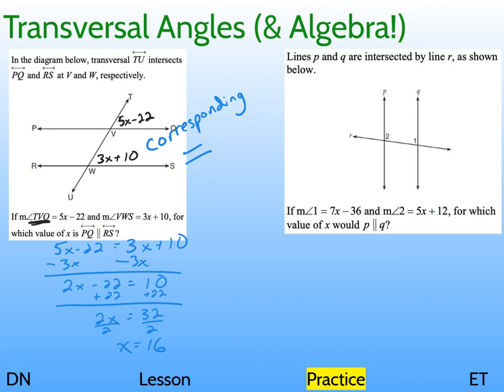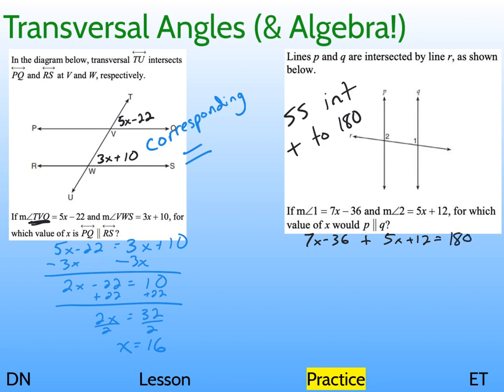So, let's look at the next problem over here on the left. It tells you that angle 1 is 7x minus 36, and angle 2 is 5x plus 12. If you look at these angles, they're on the same side of the transversal, and they're both interior. So I know that same side interior angles add to 180. Which means we need to do 7x minus 36 plus 5x plus 12 equals 180.